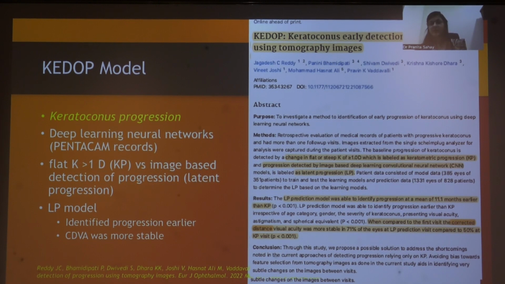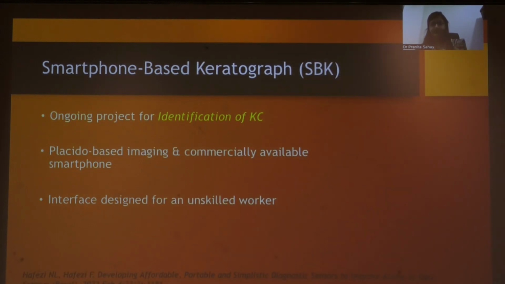Manual detection of progression versus image-based detection of progression was compared in this study by Reddy et al., who found that identification of progression was earlier and CDVA was more stable in AI-based detection of keratoconus progression and interventions.